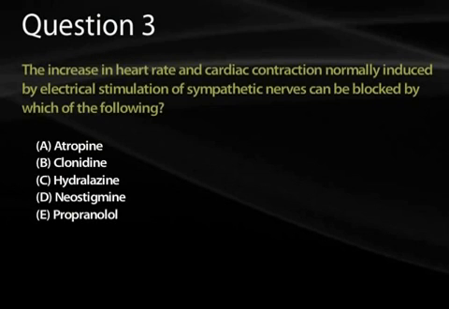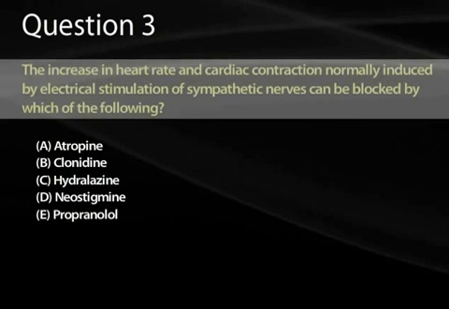Question number 3. The increase in heart rate and cardiac contraction normally induced by electrical stimulation of sympathetic nerves can be blocked by which of the following? As we know, sympathetic nerves usually release epinephrine and norepinephrine, and these can bind to alpha receptors and beta receptors. Which of these receptors is most likely causing increase in heart rate and increased inotropy?